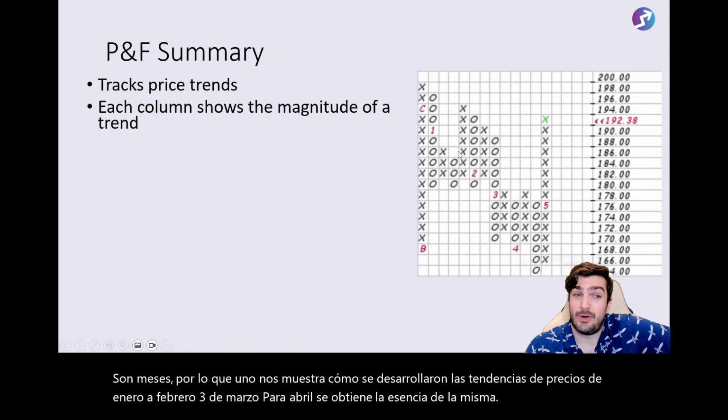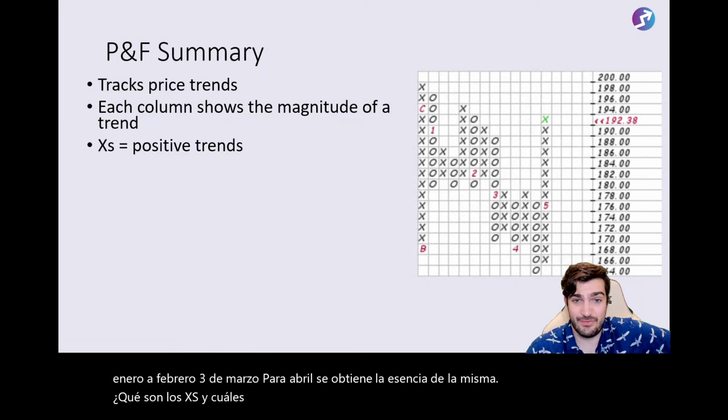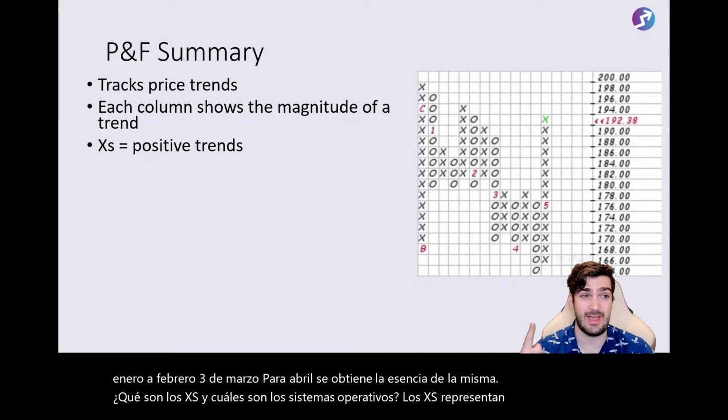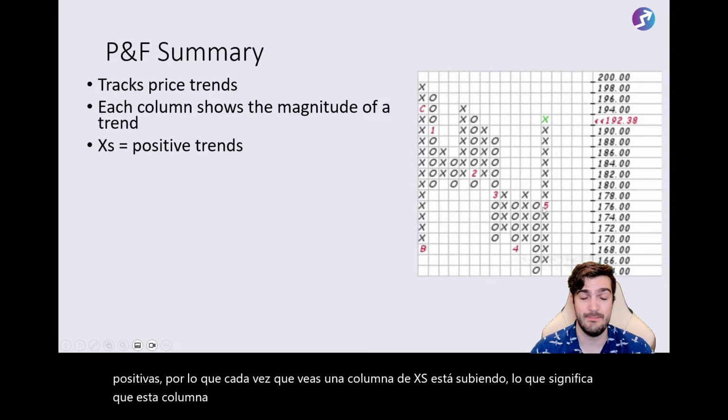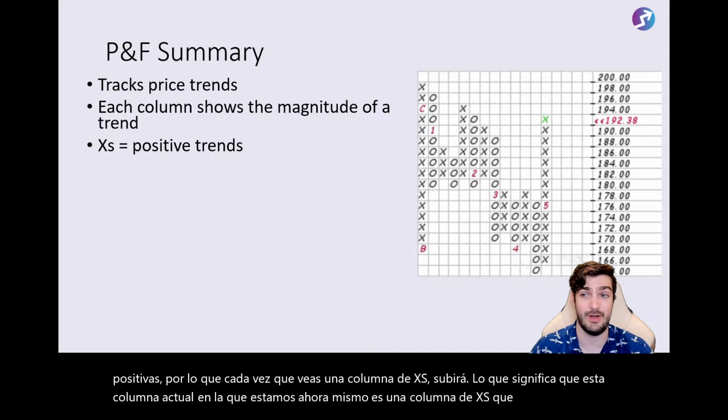What are the X's and what are the O's? X's represent positive trends. So whenever you see a column of X's, it is going up. Meaning, this current column that we are in right now is a column of X's that started at 166 and has gone up to 192.38.